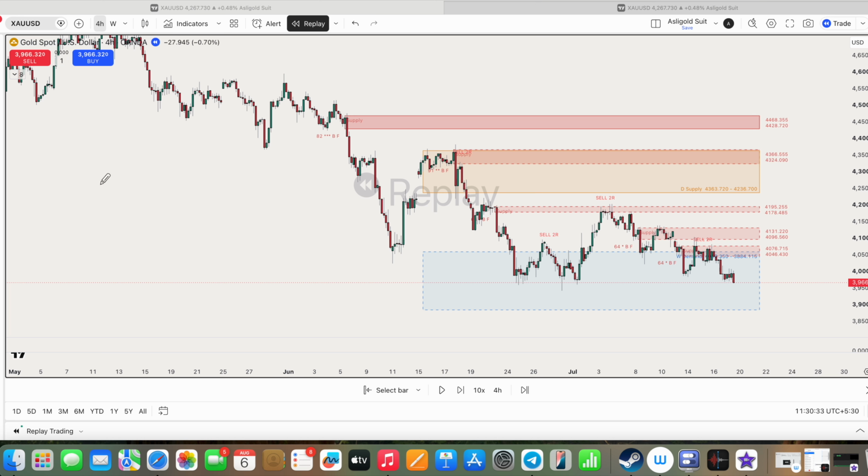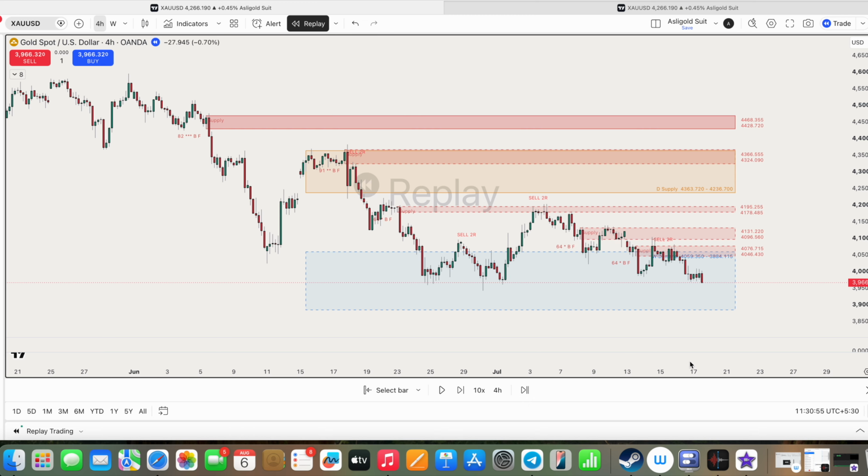Step 3, the trigger. Price coming into your zone is not enough. Sometimes price goes straight through the zone. So you never sell just because price touched the box. You wait for the candle to confirm. Look at this example right here on the chart. Price pulls back up into the supply zone.